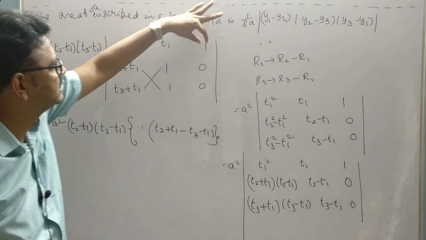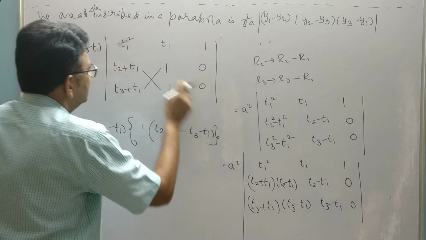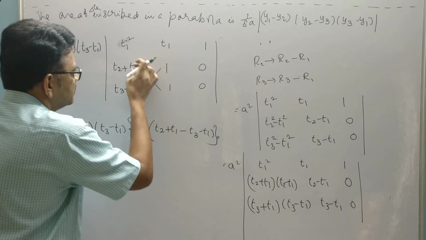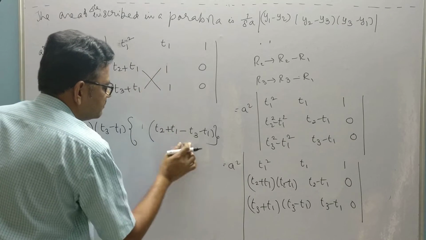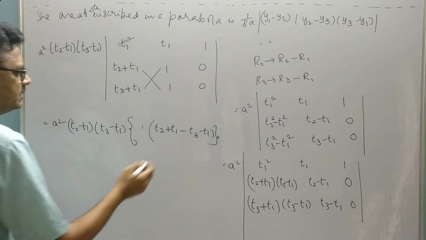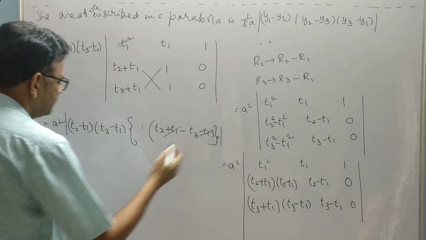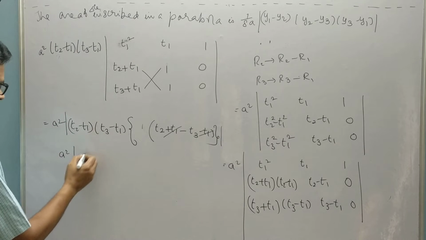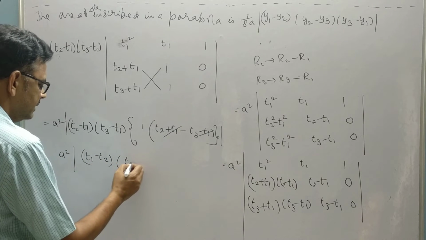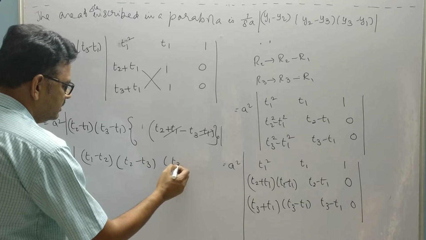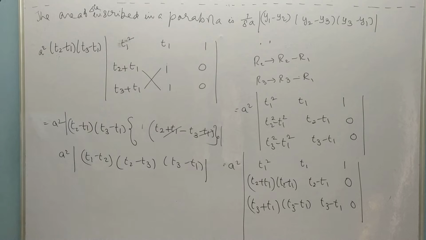Expanding along C3, the third column, 1 into deleting the first row and third column. So the determinant of this matrix is T2 plus T1 minus this, that is minus T1 minus T3. So these get cancelled, and everything is under modulus. So that is a square into mod of T1 minus T2 into T2 minus T3 into T3 minus T1. So this is the determinant of the matrix.